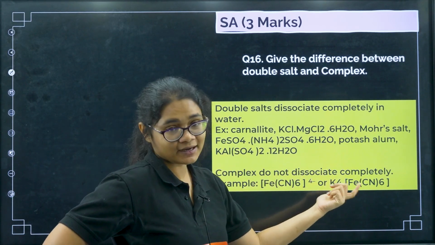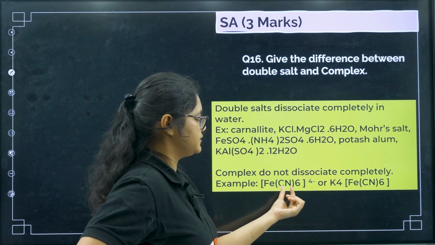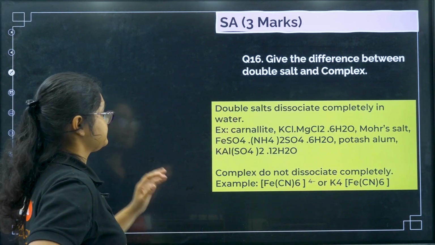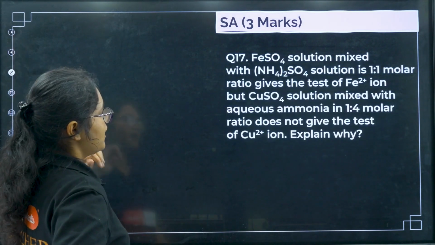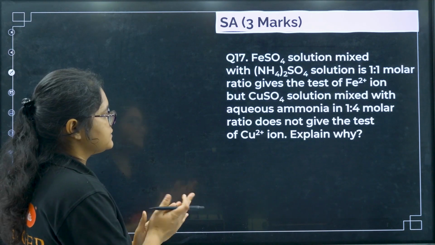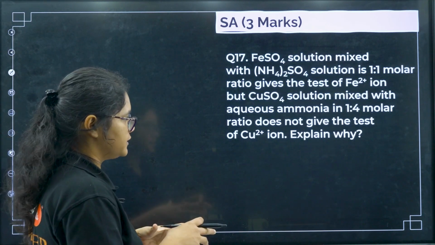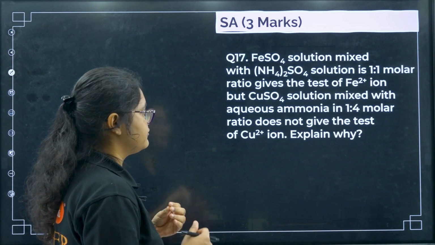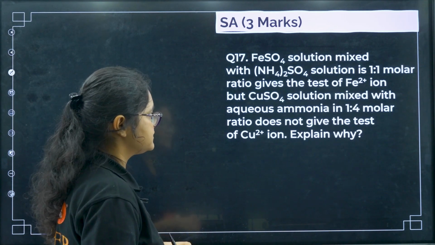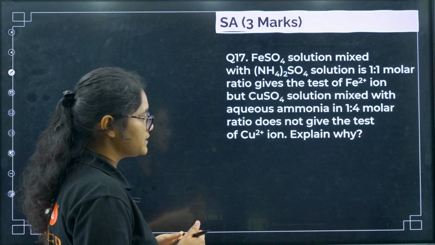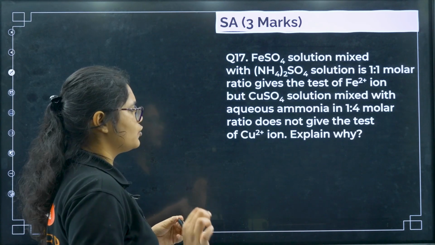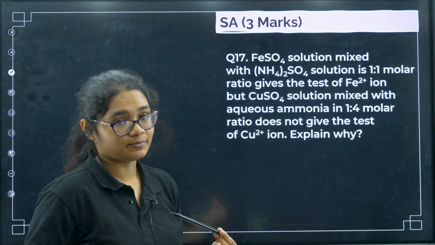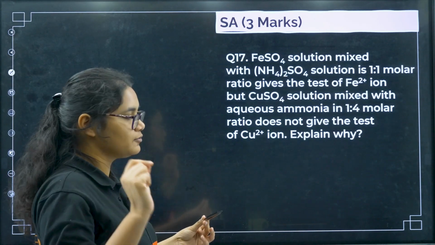Now what is a complex? Complex will not dissociate completely in water. For example, [Fe(CN)6]4- or K4[Fe(CN)6]. Okay. Next we have: FeSO4 solution is mixed with (NH4)2SO4 solution in 1:1 molar ratio, but gives the test of Fe2+ ions, but copper sulfate solution mixed with aqueous ammonia in 1:4 molar ratio does not give the test of copper 2+ ions. Explain why. Very easy question. You have to think a little bit.